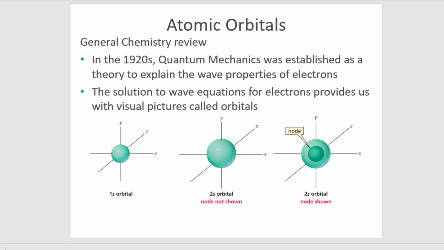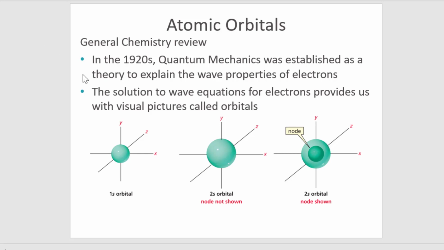In the 1920s, quantum mechanics was established as a theory to explain the wave properties of electrons. We want to move away from our elementary school level understanding of an atom as a solar system and move more towards the quantum mechanical model of wave-particle duality. The electrons are not orbiting the sun of the nucleus. Really, they're in some probable space as defined by these quantum mechanical models.